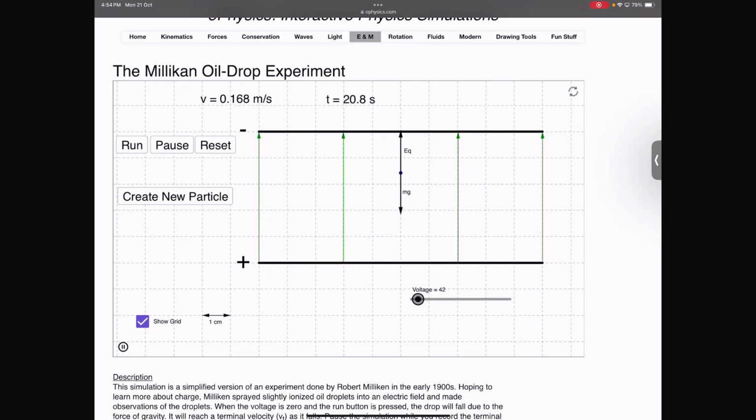He found the value at which they became stationary, where F equals QV by D, equal to the weight. V is what? The potential difference. D is what? The separation of the plates. Using that, what did he find? Q. And the Q that he found was the charge of the electron.